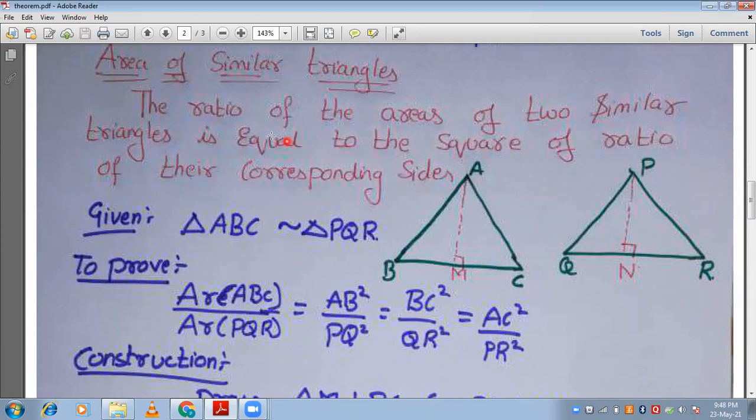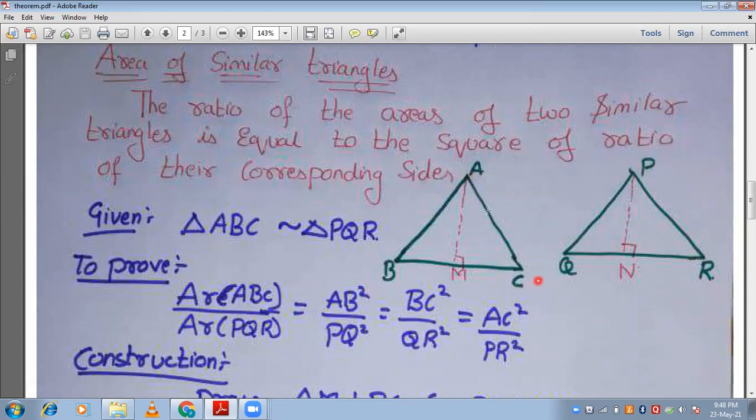corresponding sides. Observe here the ratio of areas of two similar triangles. Given, what is given? Triangle ABC is similar to triangle PQR. This is the given thing. To prove: the ratio of the areas of two similar triangles, area of triangle ABC by area of triangle PQR, is equal to the square of the ratio of their corresponding sides.